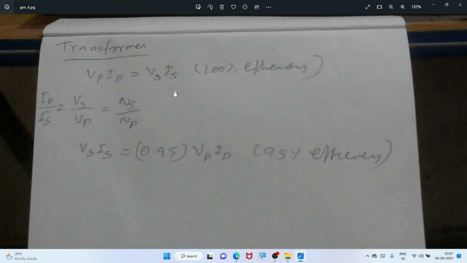So the output voltage depends on the number of turns in the secondary, NS. Output voltage is directly proportional to NS. Primary by secondary equals V secondary.